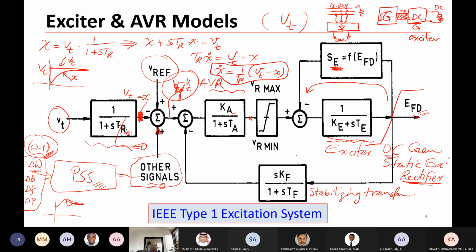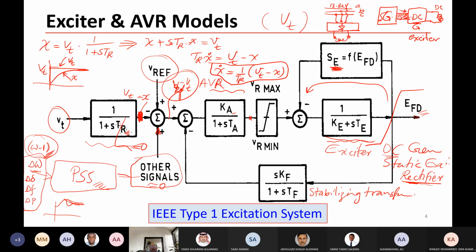If you have such a block diagram, this is the exciter. For the machine, we have either the second order model, the third order model, the fourth order model, or the seventh order model. This is for the machine.